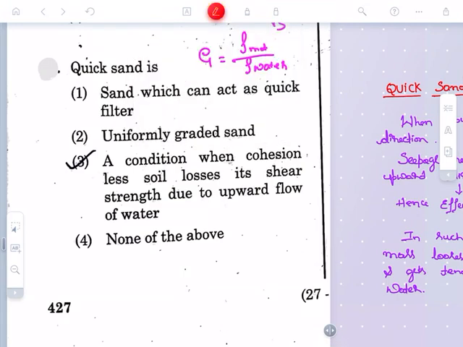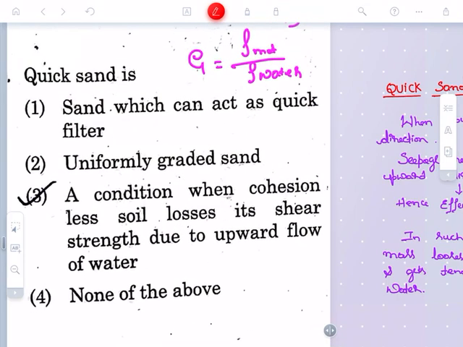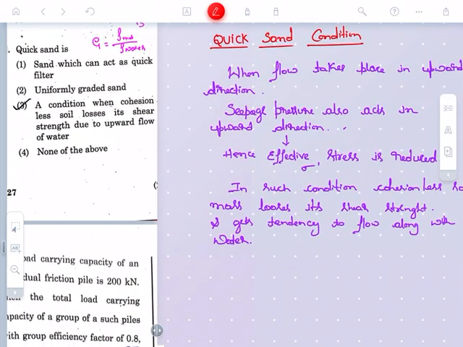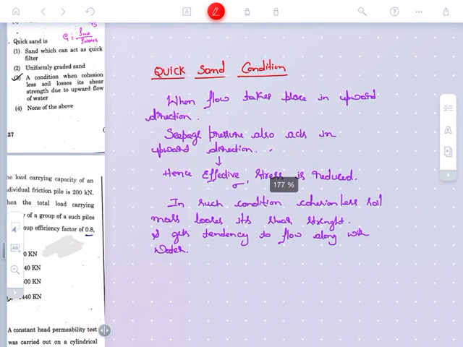So in this question they're asking, what is quicksand condition? They have given a few options. Before that, let me go into the concept. Quicksand condition is a condition in which flow takes place in the upward direction. The water which is flowing through the soil will start flowing in the upward direction.